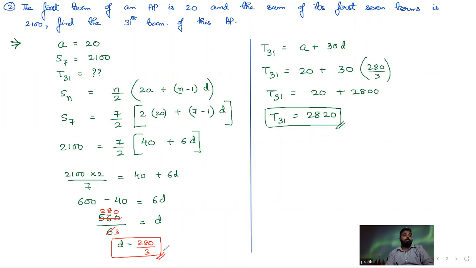Good questions, because people generally find it in decimal point and then go and substitute. Please be careful over here. Don't find the value of d in decimal point. Rather, keep it in fractional value. So it's getting cancelled.